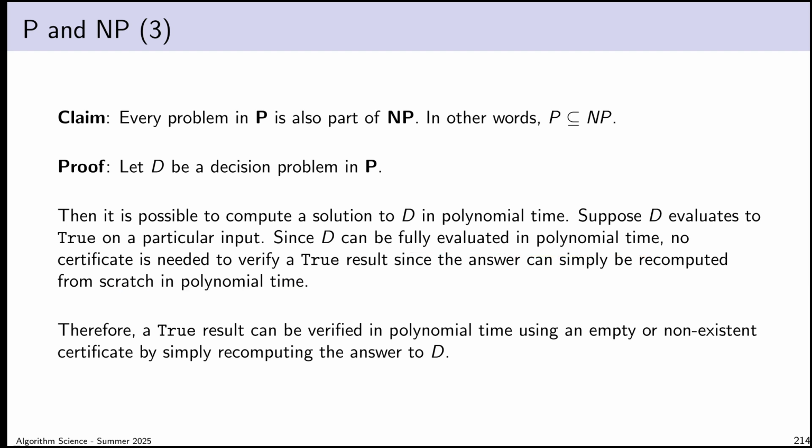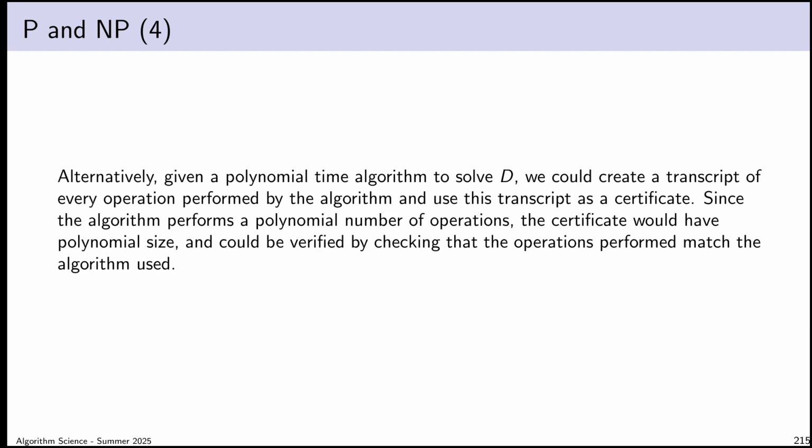Okay, there's my proof. Now, do you think that you were sort of shortchanged with that? Do you feel like that's a bit of a cop-out? Oh, I could just rerun the algorithm. I didn't actually provide a verification procedure at all. Okay, fair enough. I have an alternative proof. If you want to be really pedantic about it, let's try this. You give me a polynomial time algorithm to solve D. We know that one exists because D is in P. Okay, so here is a certificate I could create.